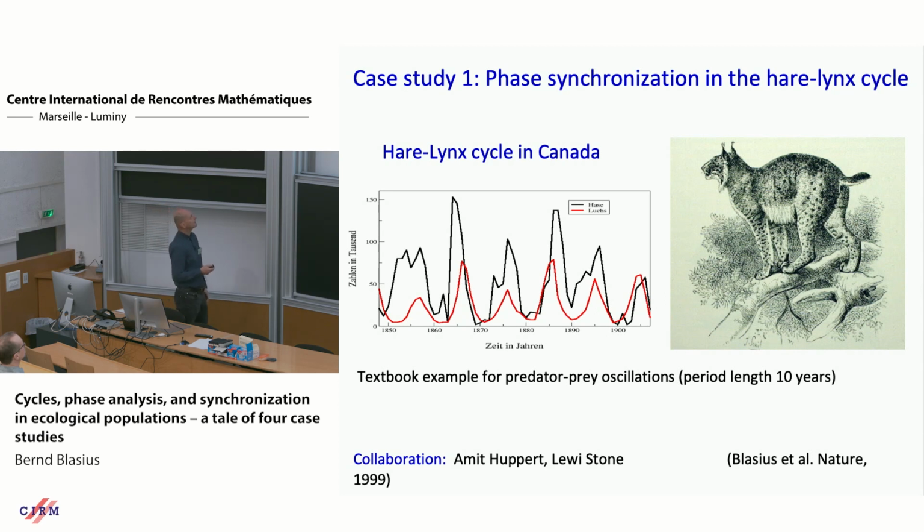So in the first case study, that's the hare-lynx cycle, the most famous classical predator-prey cycle in all of ecology. I started this in the group of Louis Stone when I was a postdoc. Actually that was my first project in ecology. That's when I started ecology. We said, okay, let's look at the hare-lynx cycle.